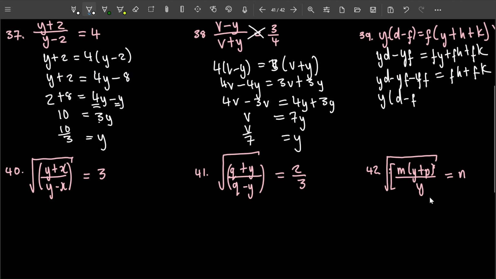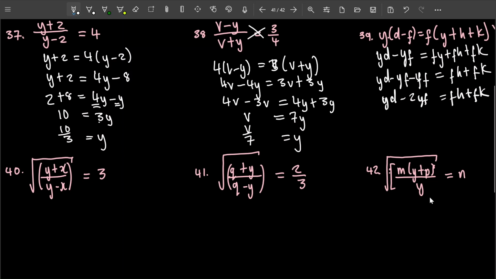Oh, let's first simplify, right? Sorry for that. Let's simplify. Negative yf minus yf. They are the same, right? So we can combine. In the calculator, what do we punch? Minus 1, minus 1. Okay, because there is a minus 1 here and there's a minus 1 there. So you just say minus 1, you get minus 2. So it'll be yd minus 2 what? Minus 2yf is equal to fh plus fk.